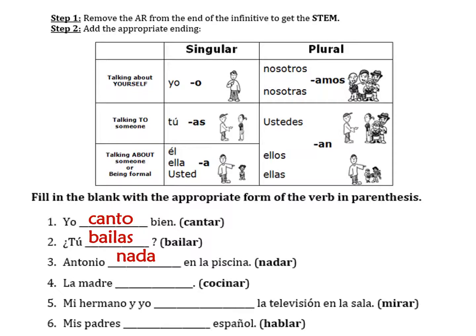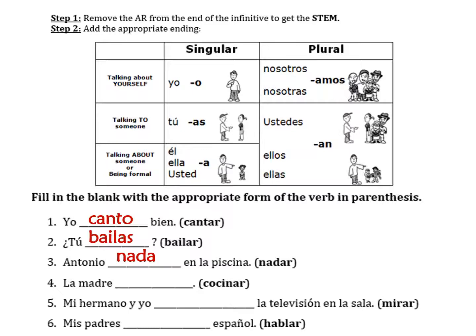Okay, so let's move on to number 5. Number 5 says, mi hermano y yo blank la televisión en la sala. Looking at the verb mirar, step 1, remove AR from the end of the infinitive. So we can very quickly write mir. Now we need to add our ending. So who are we talking about?